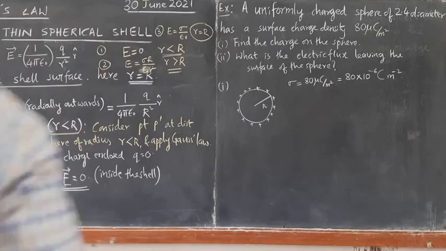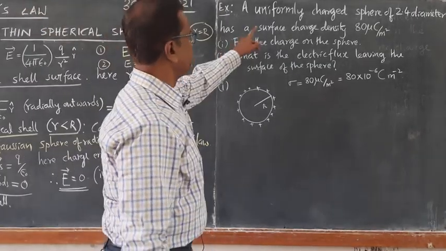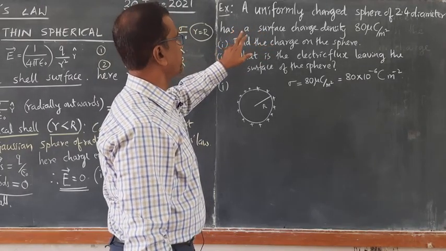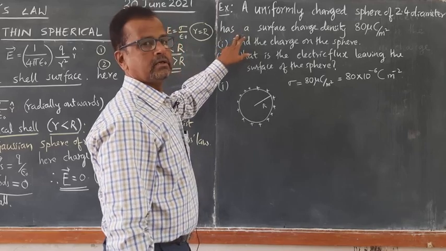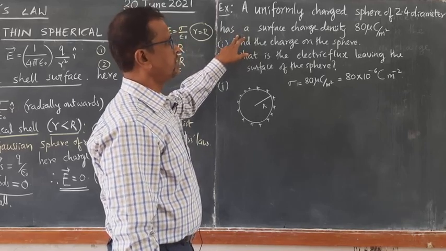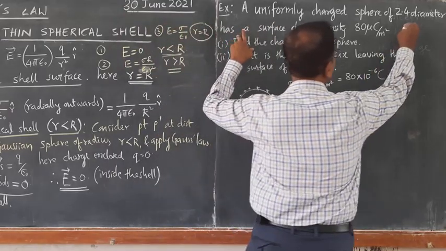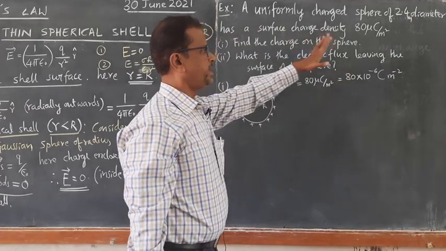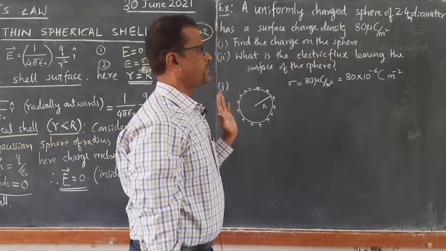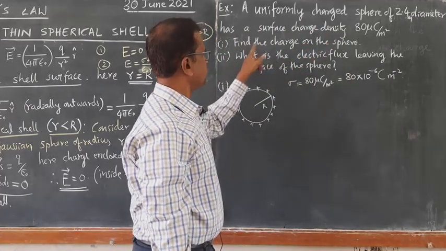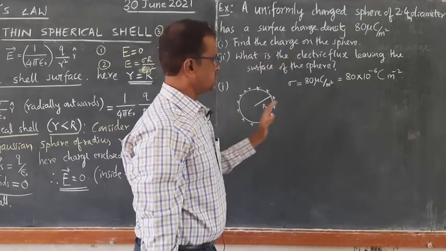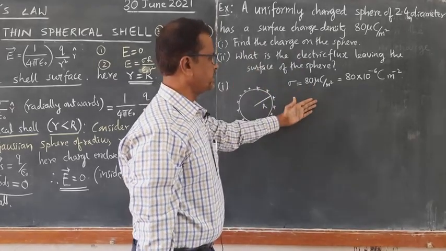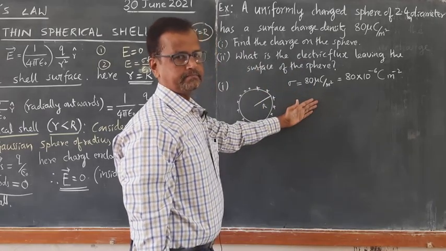Now let us look into this interesting problem. A uniformly charged sphere has a diameter of 2.4 meter. It has a surface charge density 80 microcoulomb per meter square. Find the charge on the sphere. Charge density is given, diameter is given, we can find out the charge on the sphere.